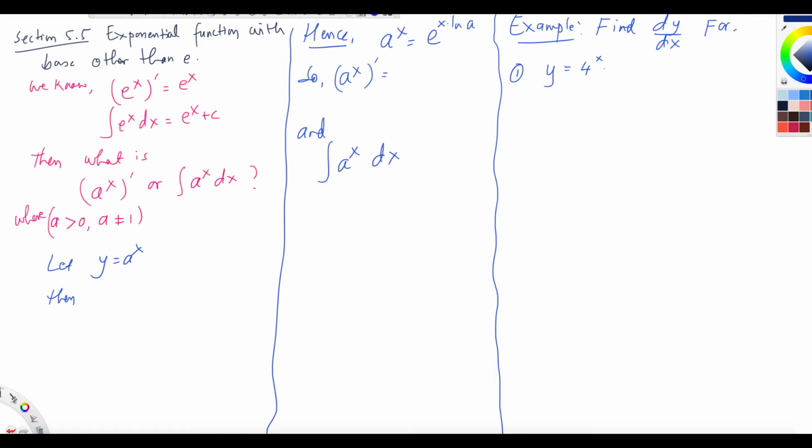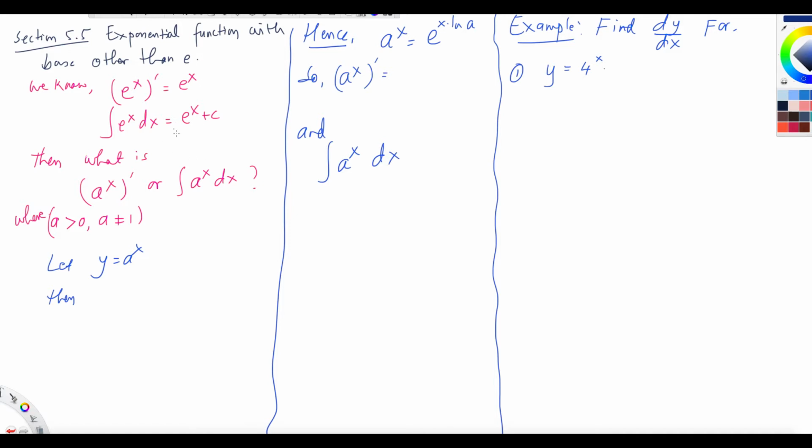In section 5.4, you saw the derivative and antiderivative of the exponential function with base e that we denote by e to the x. We learned that the derivative of e to the x is e to the x, and the antiderivative of e to the x dx is e to the x plus c. But an exponential function generally has x in the exponent, so the base may be e or may be different from e, like 2 to the x, 3 to the x, 5 to the x, or any positive number base to the x. That is an exponential function.